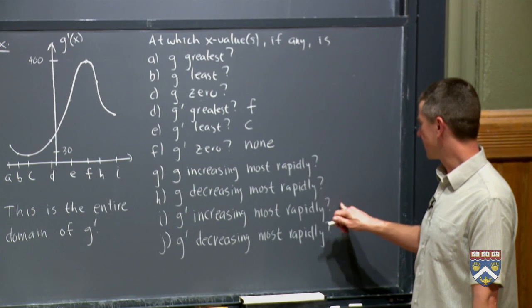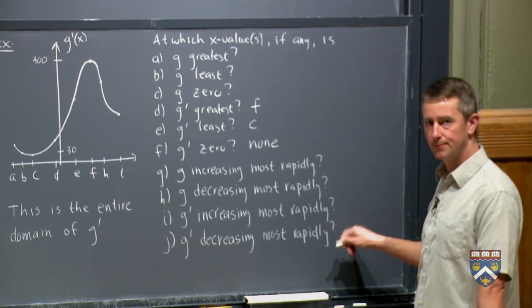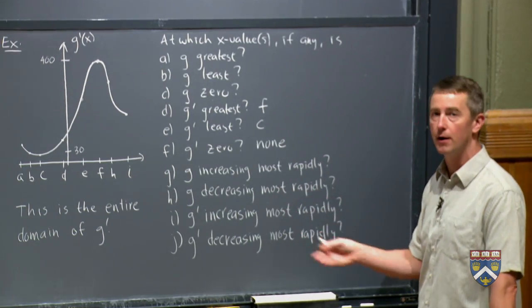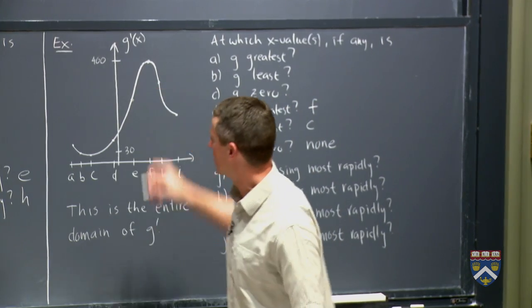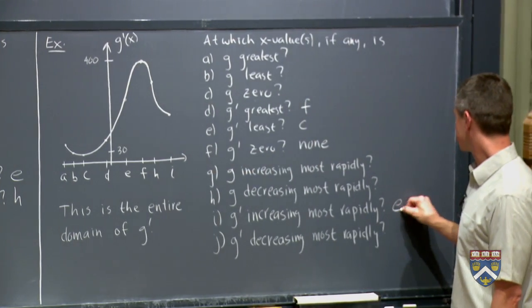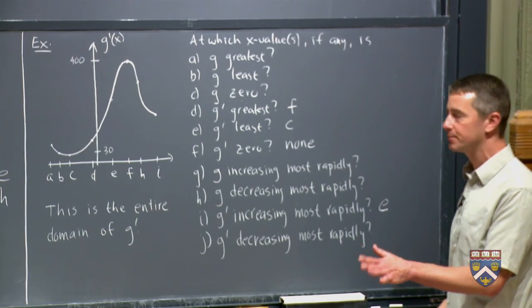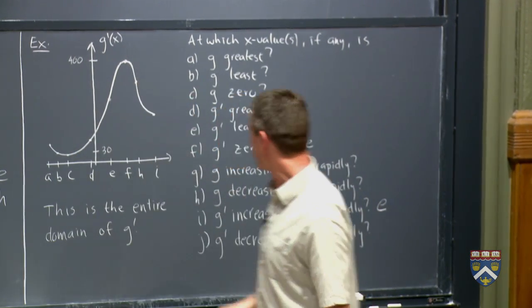So let's ask the other g prime questions here. Where is g prime increasing most rapidly? Again, we've got a graph of g prime, so we're just trying to see where is this graph on the board going upward most rapidly, and that should be at point E. G prime decreasing most rapidly. We've got a graph of g prime. Where is this graph on the board going downward most rapidly? That should be at point H.